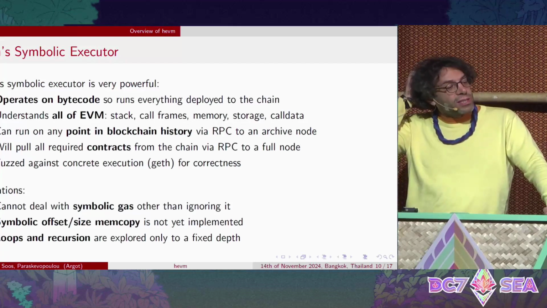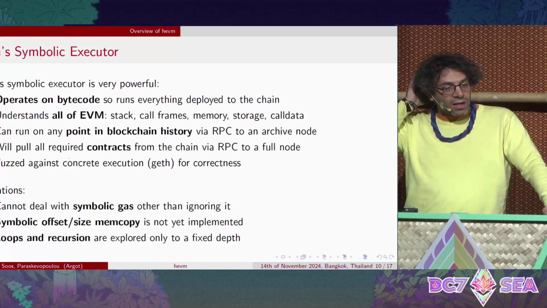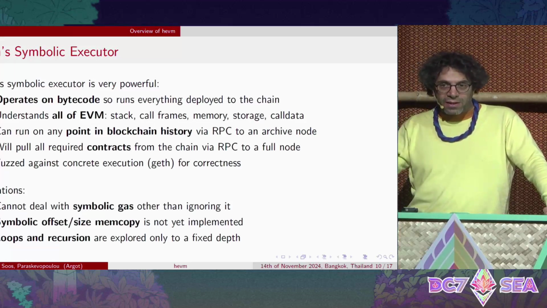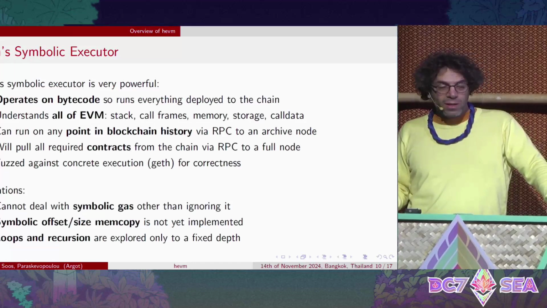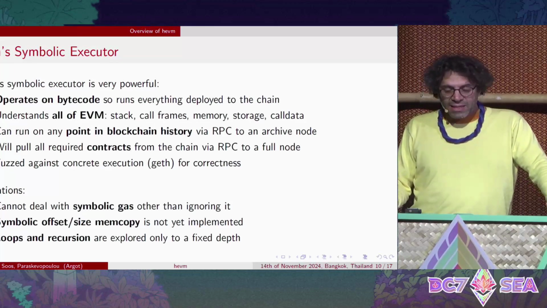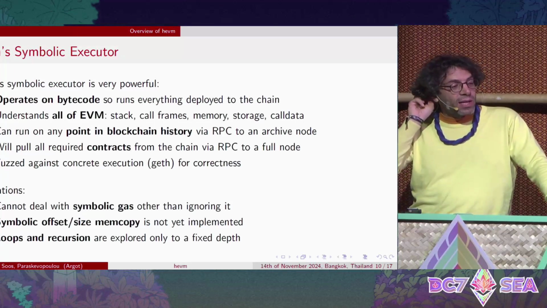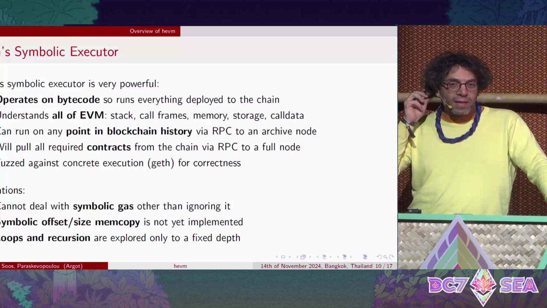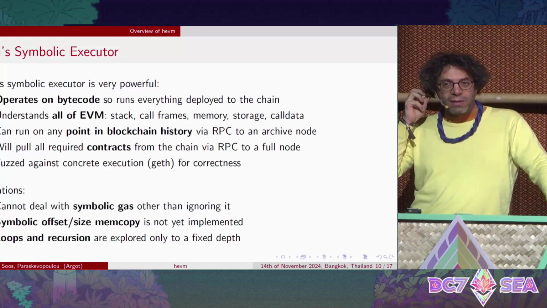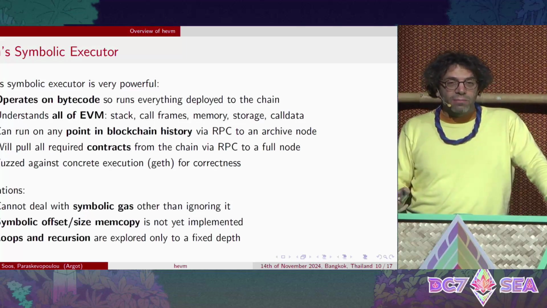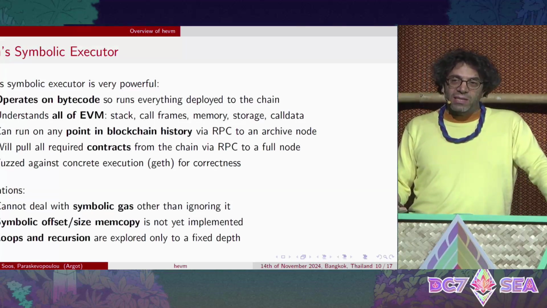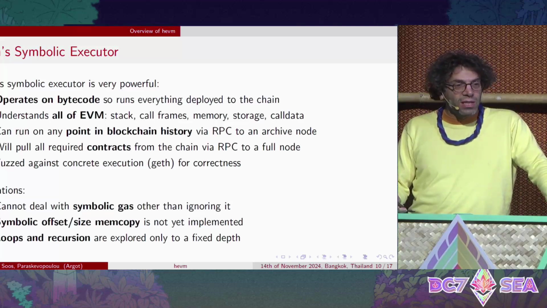As mentioned, it has issues with loops and recursion because of unterminated loops, we don't know when to stop. It has some issues related to symbolic offset, size and memory copy. This is purely due to SMT limitations. And it doesn't currently deal with symbolic gas, so it basically ignores gas when it comes to symbolic execution.